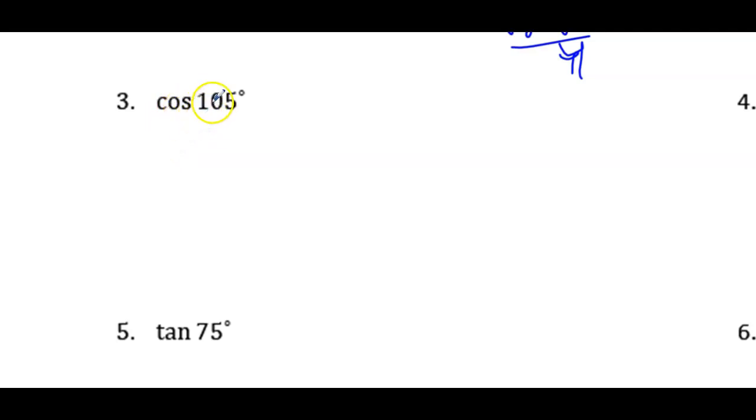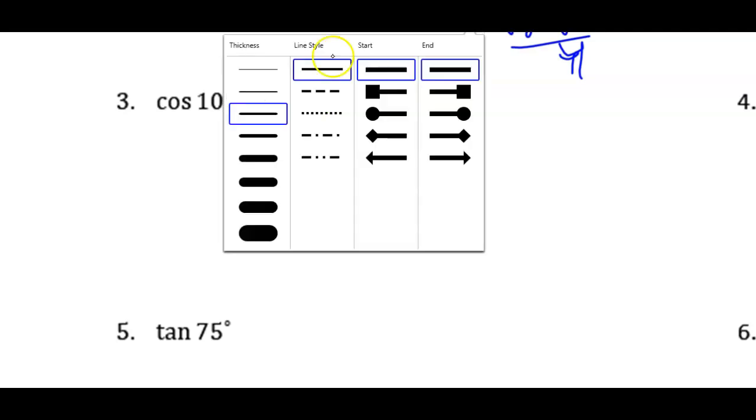Let's see, cosine of 105. For this one, I'm going to do cosine of 45 plus 60. Sorry, 45. Y'all, when I tell you it's late, it's late. I'm making this late, so I hope I'm not making mistakes. I tend to make mistakes when I'm sleepy.